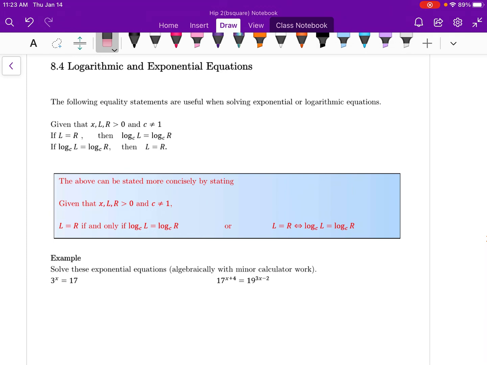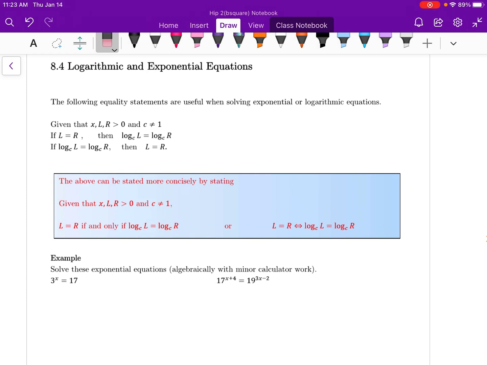Hi everyone. So we're going to start off our lesson on logarithmic and exponential equations. The following equality statements are useful when solving exponential or logarithmic equations.